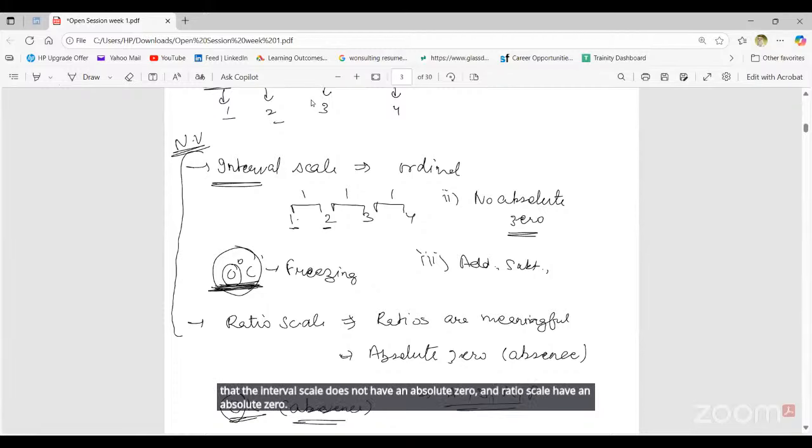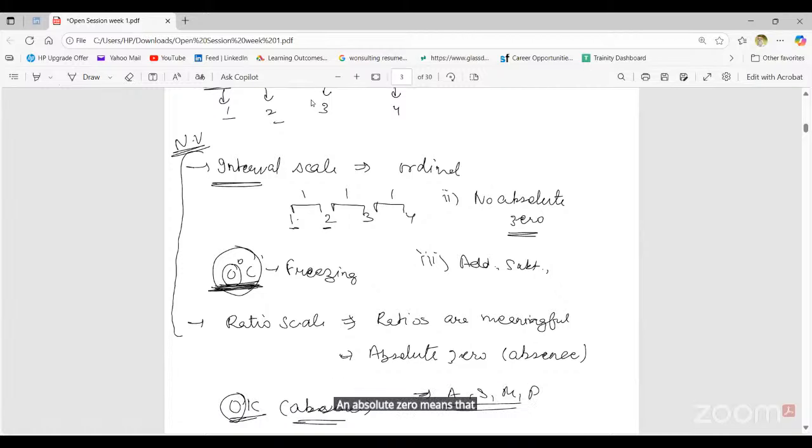An absolute zero means that zero does not make any sense. Zero represents the absence of some quantity. Zero means nothing, and no absolute zero means that zero is denoting something. Okay, is that difference fine?